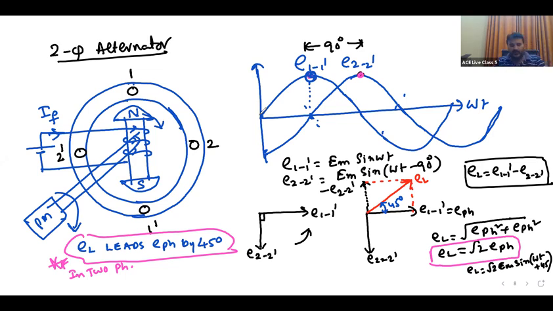Here you need to understand, in the first conductor the EMF is maximum. After how much angle is the EMF maximum in the second conductor? After 90 degrees, because the pole is rotated 90 degrees and the north pole will come under the second conductor. Therefore, the maximum value of the first conductor to the maximum value of the second conductor is 90 degrees. Why 90 degrees? Because conductors 1 and 2 are kept at an angle of 90 degrees.